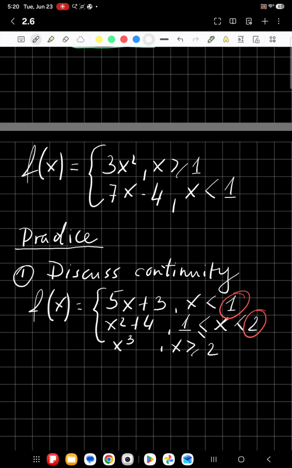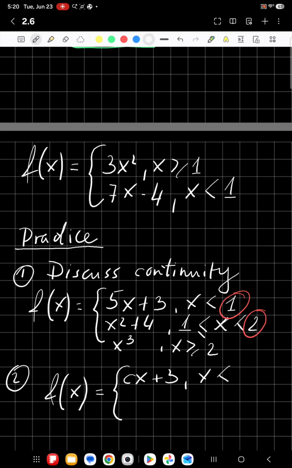Okay, then the second problem is that you need to find c, the coefficient, for the function to be continuous. So the first one is cx plus 3, x is less than 2. And 3x plus c, and x is greater than 2. So find c so that this function is continuous.